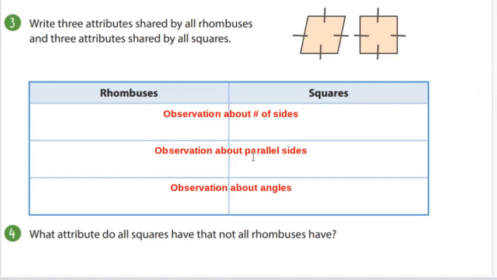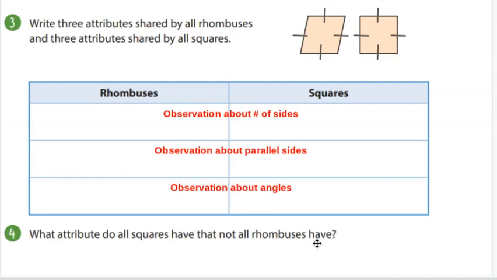Next, I want you to make an observation about parallel sides. Remember, parallel means that they will never ever touch. So 2 lines are parallel if they extend on forever and always, they will never touch. For example, if you look at the left side of this blue rectangle and the right side, if these lines were to go on and on forever off your computer screen, up and down, they will never intersect, and that's what makes them parallel. And finally, I want you to take a look at the angles. And then, what attribute do all squares have that not all rhombuses have?